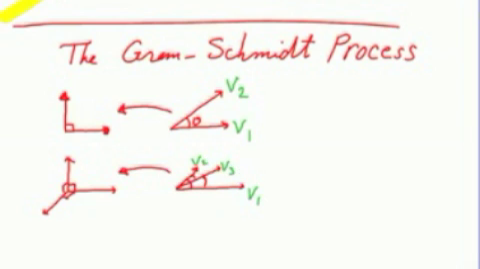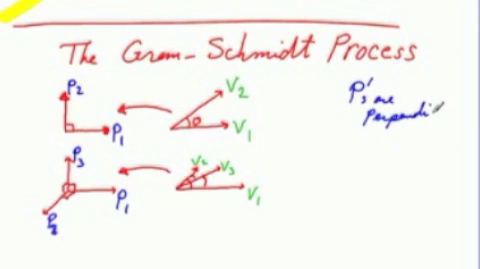And after we open them up, we are going to call them in a certain order, P1 and P2, or let's say P1, P2, P3, or some style. So we're using P's to indicate the result of our process where things are perpendicular. So P's are going to be perpendicular, and the V's are the original, which could be at arbitrary angle.